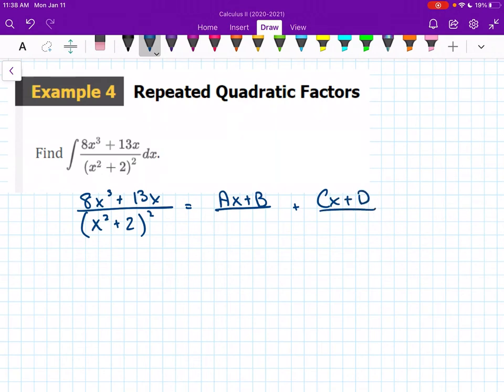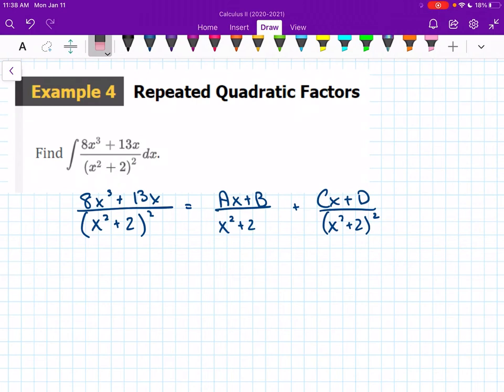And then my denominator, kind of like we did when we had repeated linear factors, I'm going to have x squared plus 2 without the exponent, and then I'm going to go ahead and have (x squared plus 2) quantity squared with the exponent. Okay, so I want to build up that factor until I get to as many times as it appears in the original denominator.